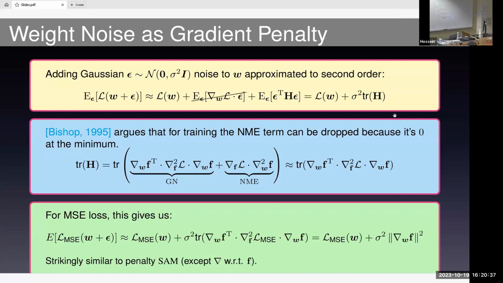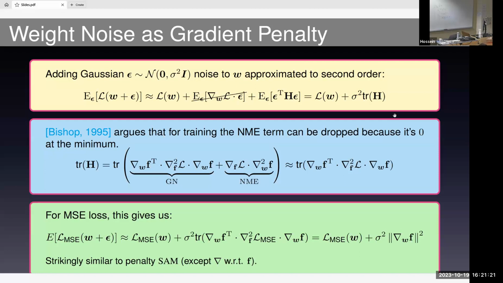All right. So with the second order expansion, we get that form. Now what Bishop argues from this point on is that for the Hessian, we can again drop the residual, the NME term, because of the same belief that it vanishes at the solution. So the true Hessian has this form. This is just the decomposition I showed earlier. But if you drop the NME term, then you get this approximation. So you need to compute this trace. Basically, he's arguing that weight noise is equivalent to penalizing this term.